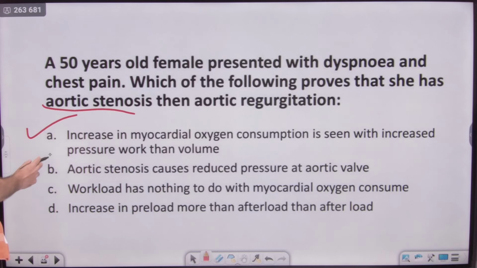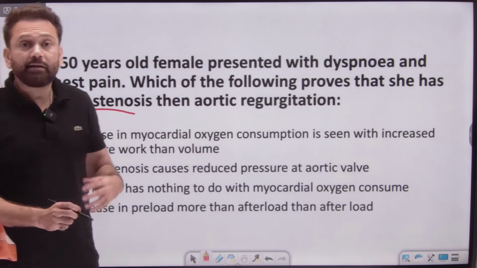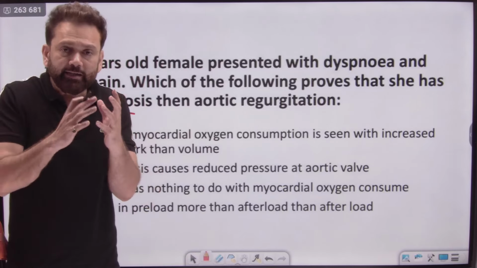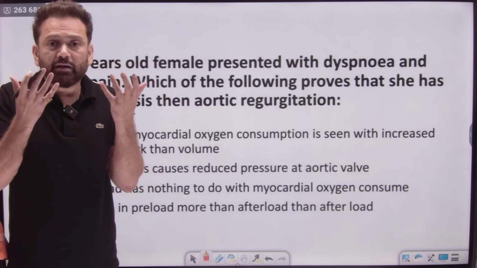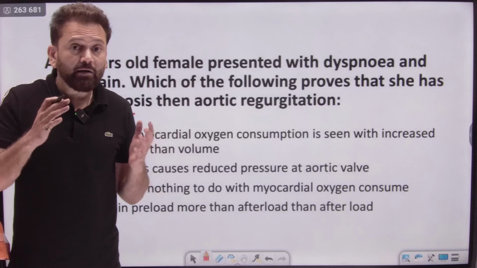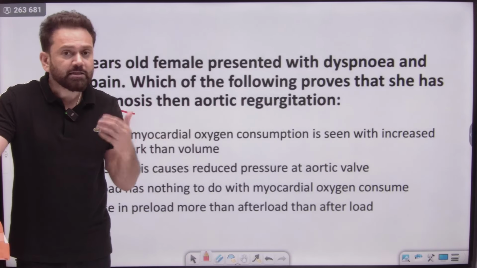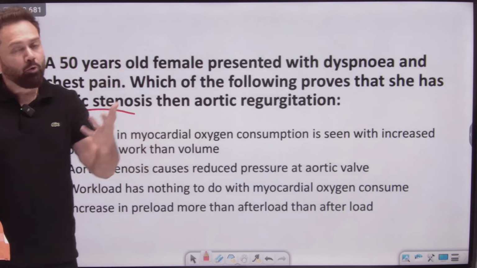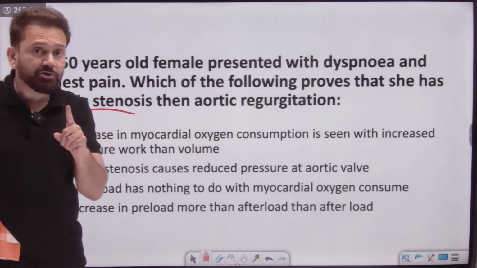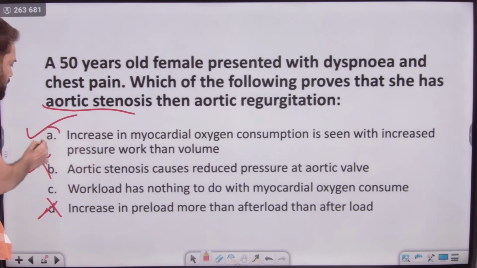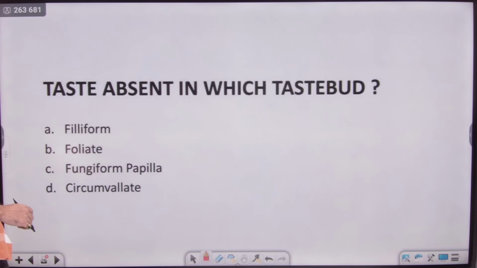Aortic stenosis causes reduced pressure? No, increased pressure. Workload has nothing to do, of course, it has to do with the oxygen consumption. Increase in preload more than afterload? No. Increase in preload will be more in aortic regurgitation. When the ventricles are contracting, blood will go back into the ventricle and preload will increase and diastolic volume will increase. So in aortic regurgitation, we can say preload is more. So that is a wrong option. The correct option will be option A.